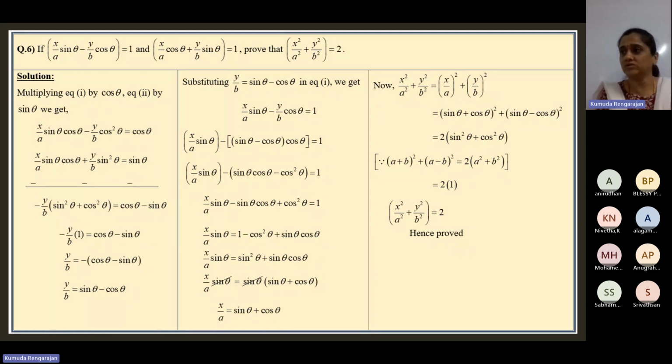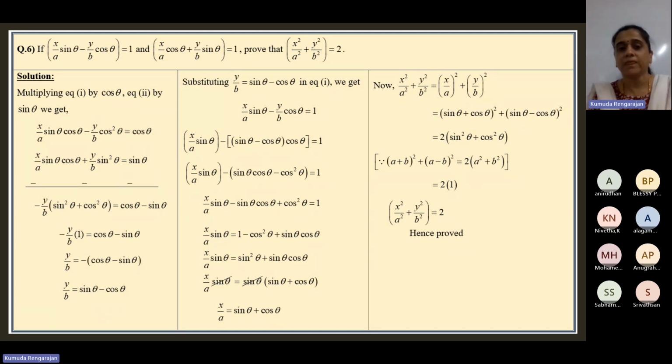Now, why are we doing this? Meaning, why are we working these steps? To find the value of x by a, right? We found y by b. Now this effort is to find the value or the expression for x by a. So remember, all the terms that have x by a, you have it on one side. Take all the other terms to the other side. Supposing you're solving for x, have all the terms that have x on one side. Take the remaining terms to the other side.